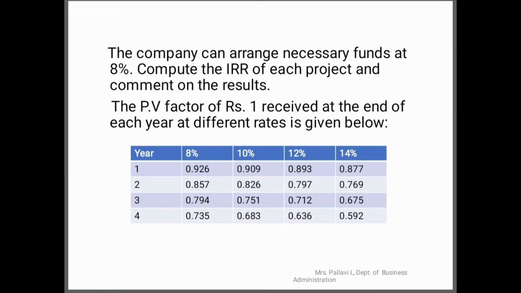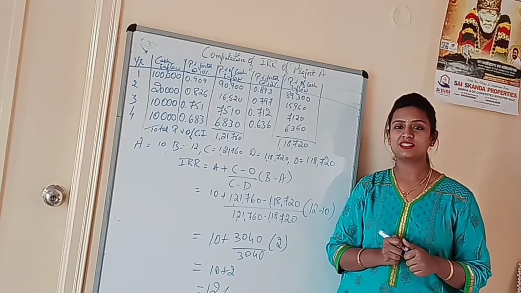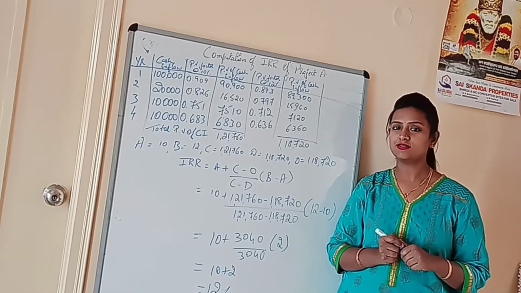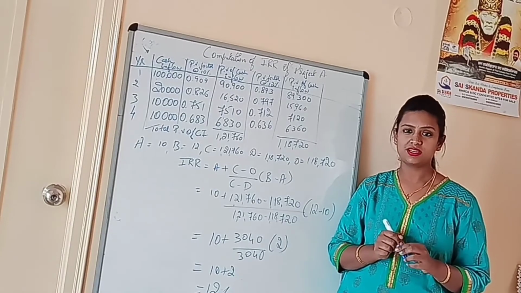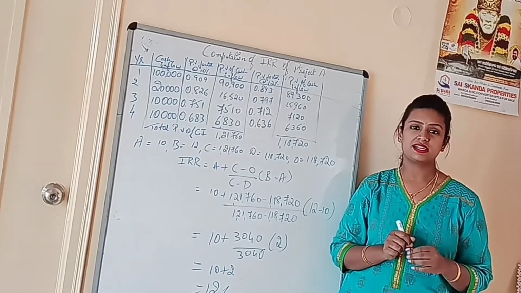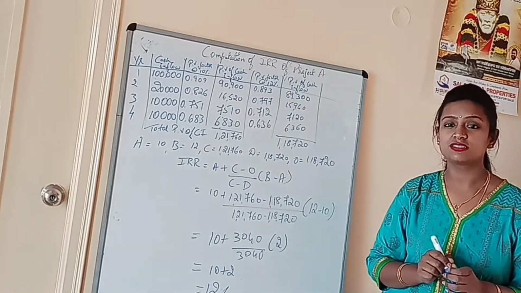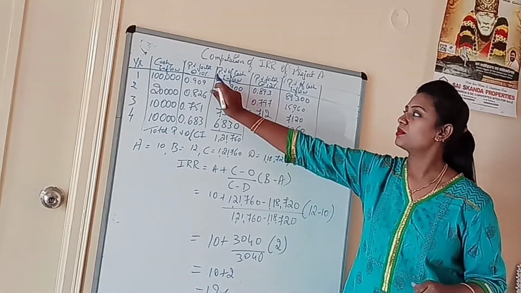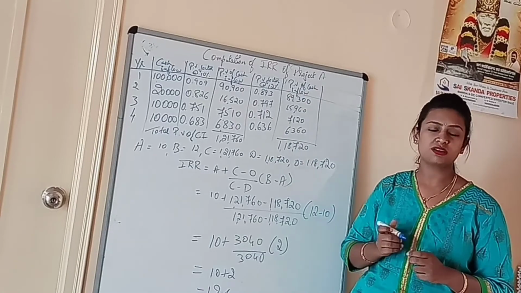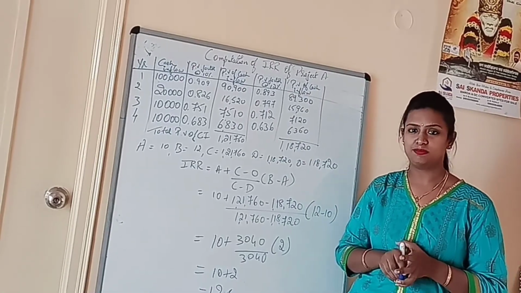Please look at the demonstration of the problem. If you have any doubts, please feel free to call me. Okay, I'll be teaching you how to calculate IRR. I've already discussed with you the formula. Now in this question, there are many discount factors. But I am selecting for project A 10% and 12%. For project B, I'll be selecting 10% and 8%.